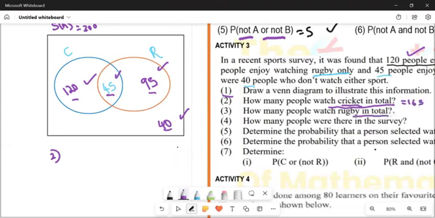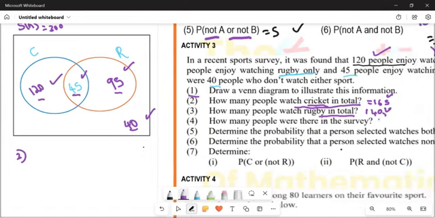How many people watch rugby in total? 40. This is going to be 140. You get 1 mark here. You also get 1 mark here. How many people were there in the survey? How many people were there? So here we're going to tell them we have 300.